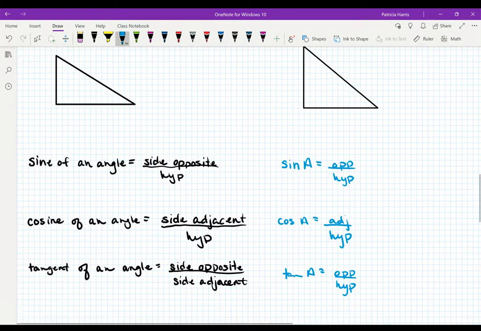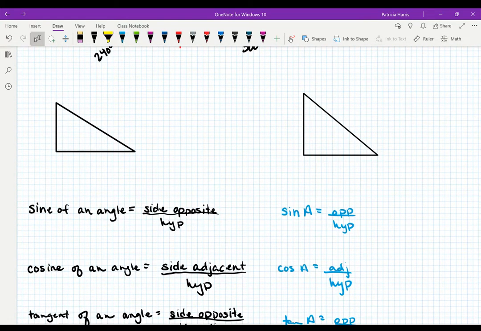Okay, here we go. So this triangle on my left is my 30, 60, 90. And if I remember from the previous video, this was a 1, this is a radical 3, and this is a 2. Okay, now, first we're going to use our 30-degree angle. So we're going to find sine of 30, cosine of 30, and tangent of 30.